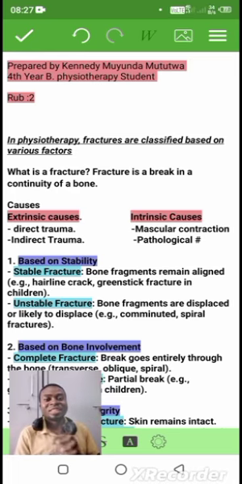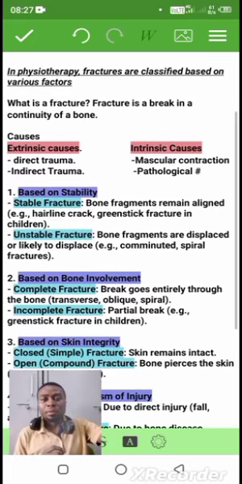As you can see on the screen, a fracture is a break in the continuity of a bone. There are various causes of fracture, such as intrinsic causes and extrinsic causes. I'm not going to explain these right now, but I'll explain further as I go through the classifications of fracture.